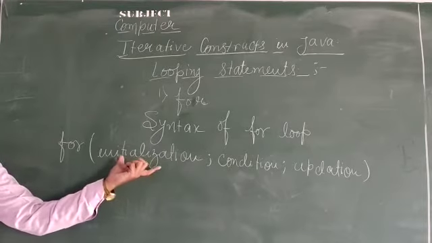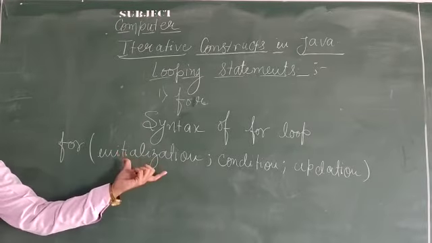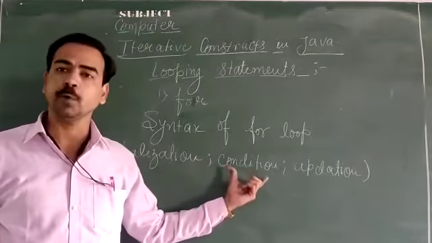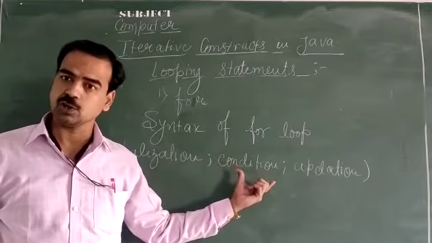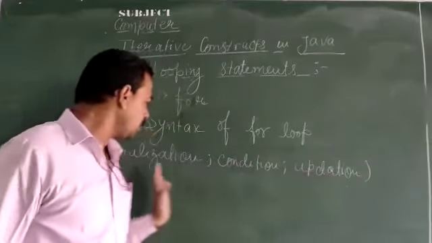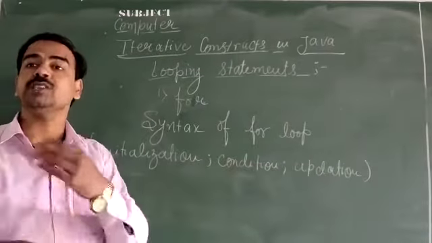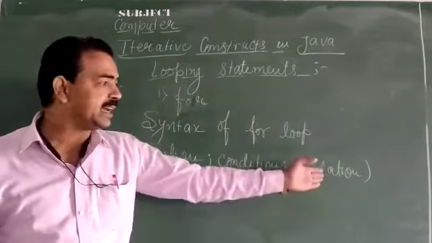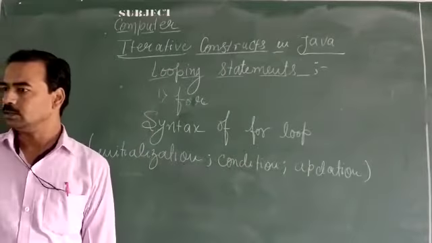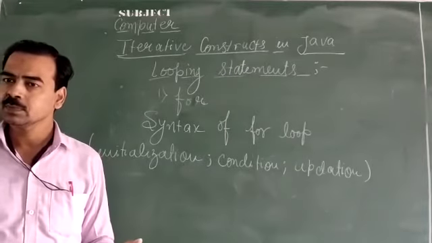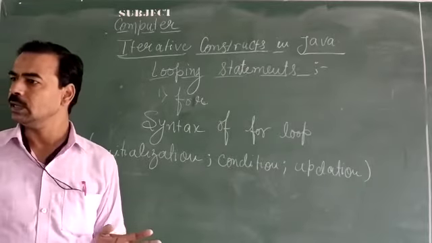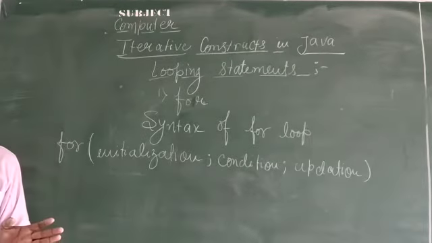Initialization, we all know, is from where our loop is going to start. Condition is at what point the loop will stop. Updation is how the value will be changed from the initialization till the condition. This will be decided by the updation. Is that clear? Any doubt? Any confusion? No?